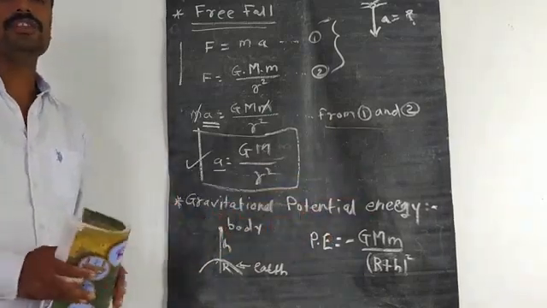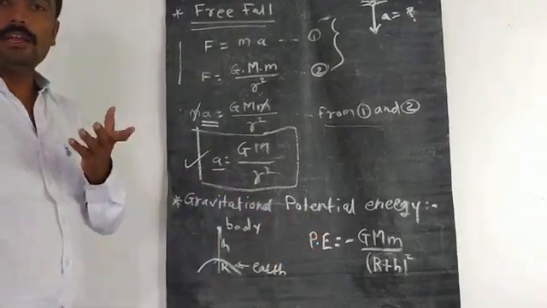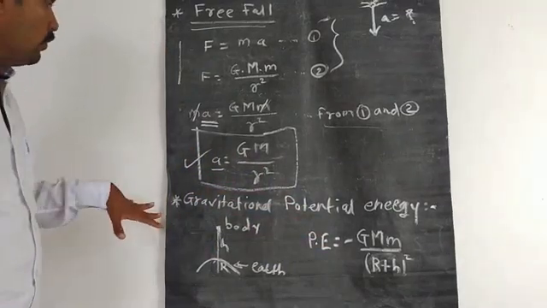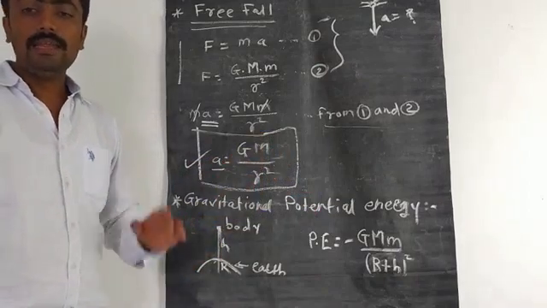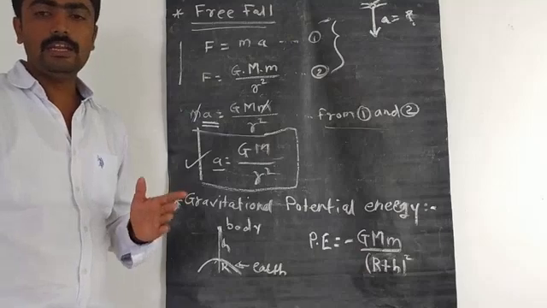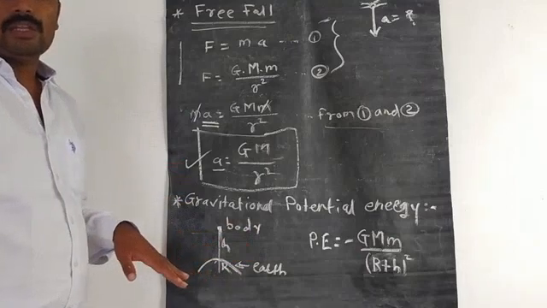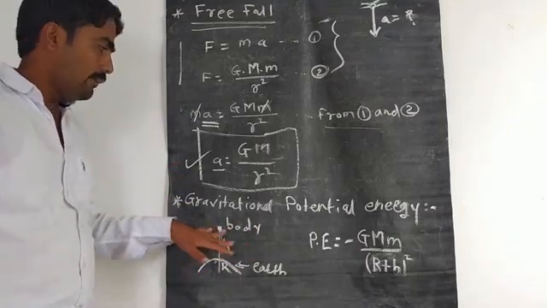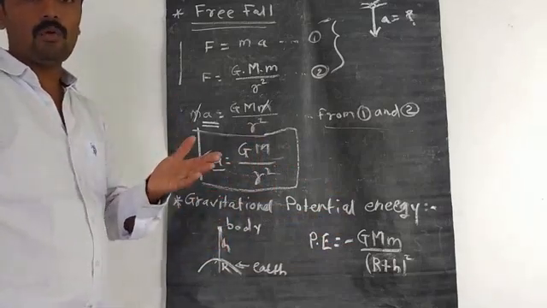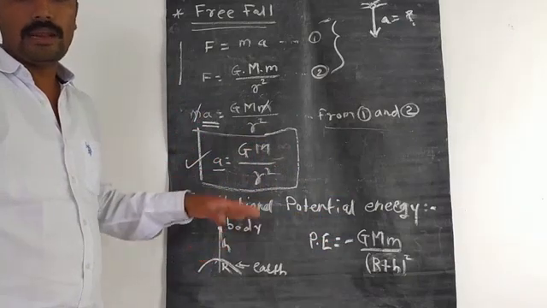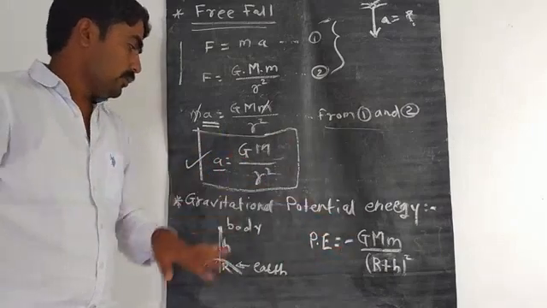We have to see what you mean by gravitational potential energy. Can anyone tell? So I will tell you what you mean by gravitational potential energy. That is the energy stored in the body due to the gravitational force between the body and the earth is called the gravitational potential energy. Once again I repeat, it is the energy stored in the body due to the gravitational force between the body and the earth.